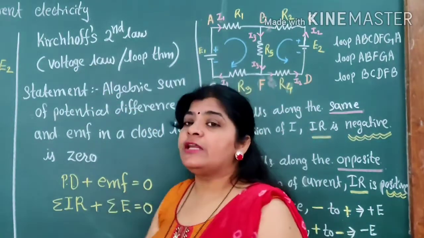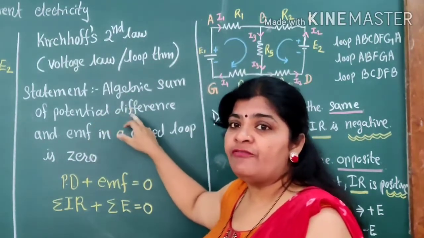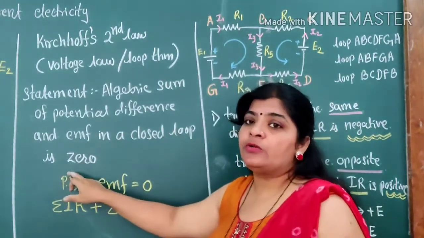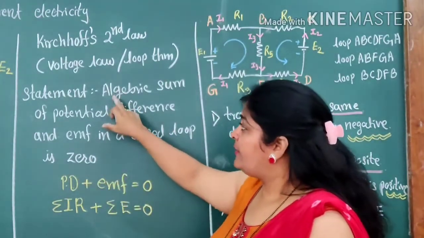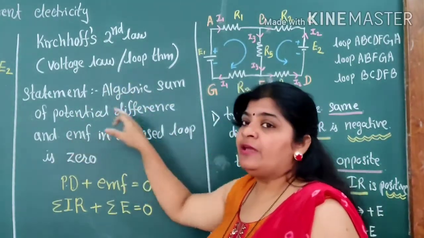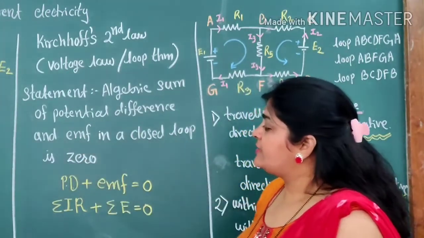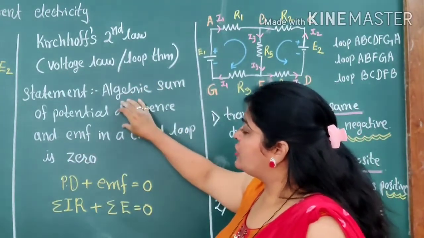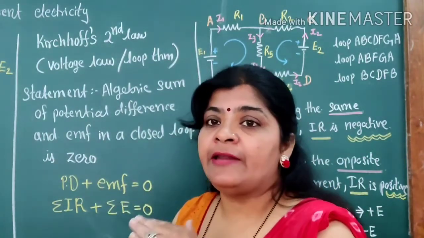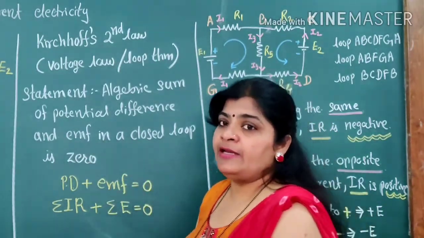The statement of Kirchhoff's law is stated here: the algebraic sum of the potential difference and the EMF in a closed loop is equal to 0. Again, the algebraic sum of the potential difference and EMF in a closed loop is 0. The potential difference is nothing but the product of current and resistance. Next, the EMF of the battery is taken.